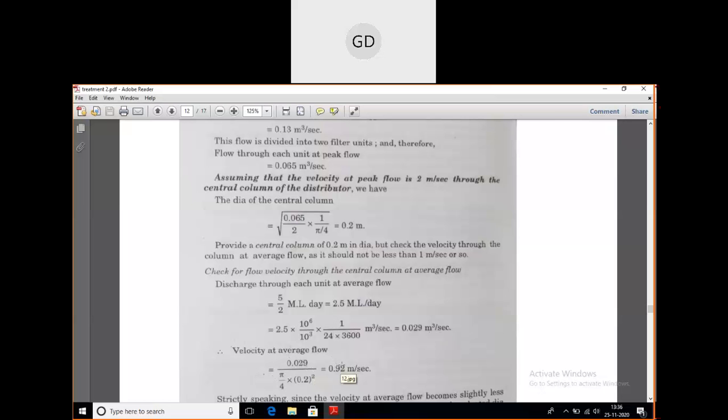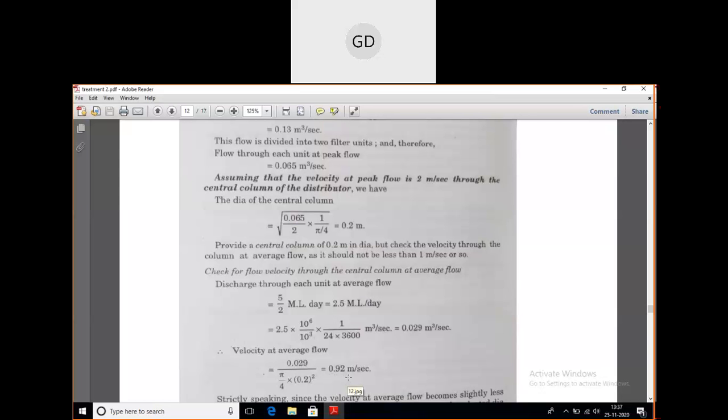Now you have to find out the velocity. To find the velocity, again use discharge Q divided by pi by 4 D square. Here D is 0.2, since we assumed 0.2 diameter. It comes out to be 0.92. But it is already mentioned that the velocity for average flow should not be less than 1 meter per second. Here it is 0.92, which means it is not safe.